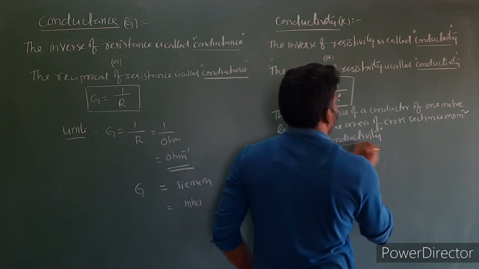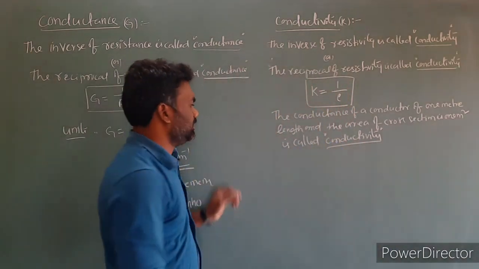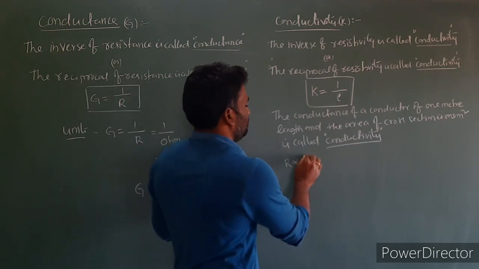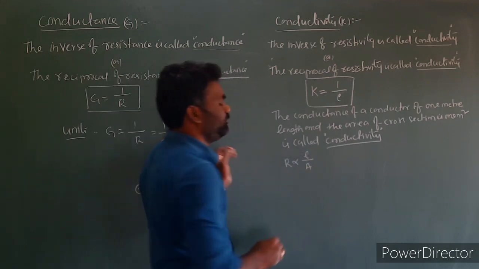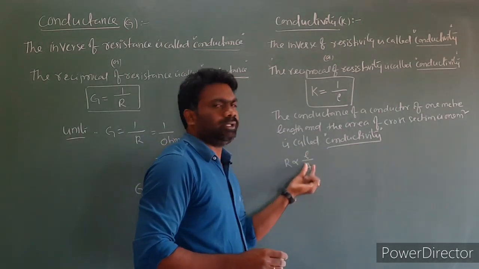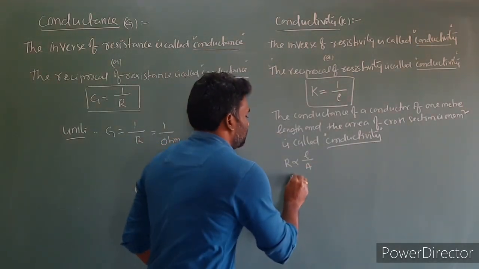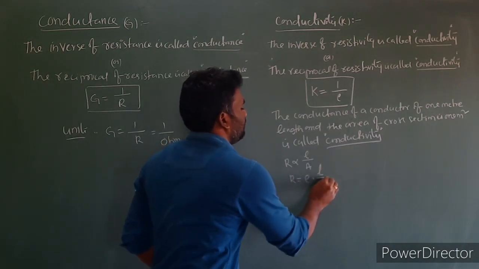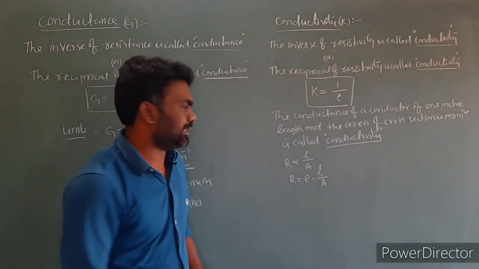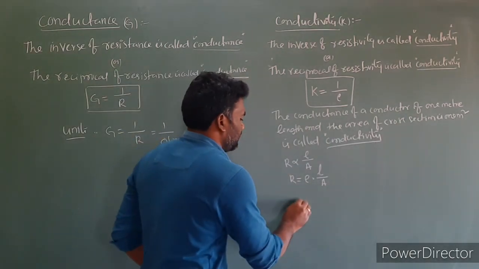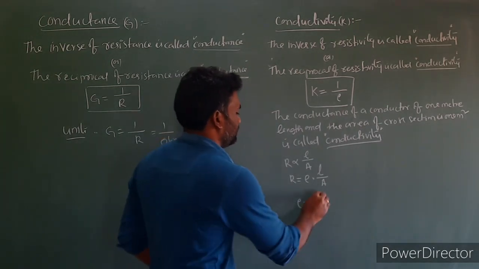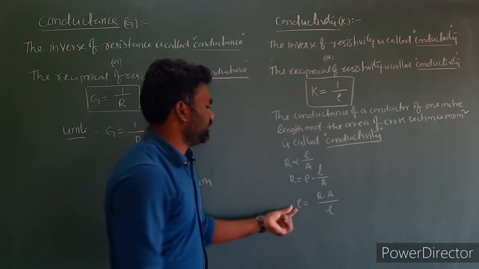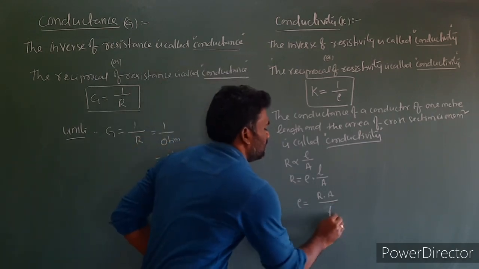What is the meaning of this? Resistance is directly proportional to length and inversely proportional to area of cross section. R is directly proportional to L by A. Removing the proportionality by keeping constant rho, R is equal to rho into L by A. So we take rho is equal to R into A by L.